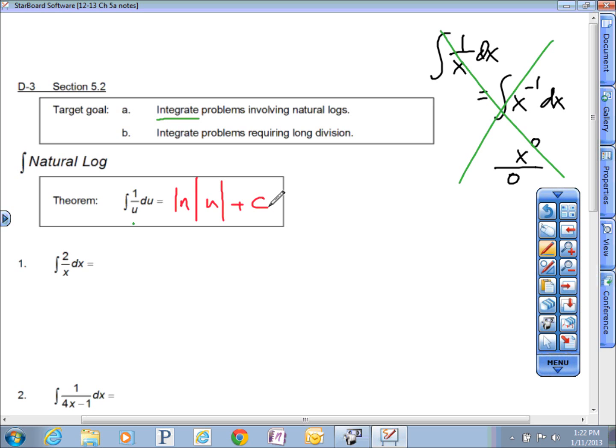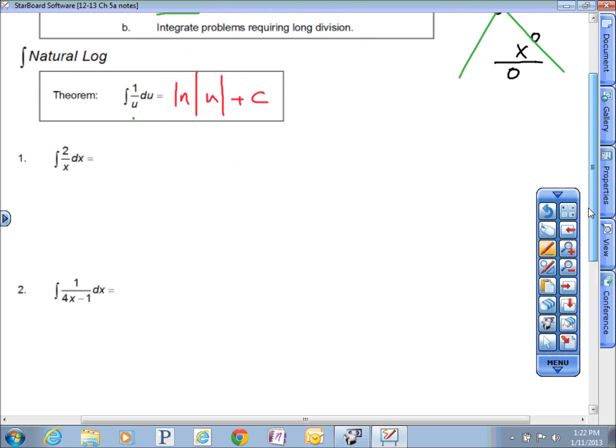Why do I need the absolute value? I need the absolute value because you're introducing a log into the problem, and we can only take the natural log of a value that's positive. So what are we going to do?